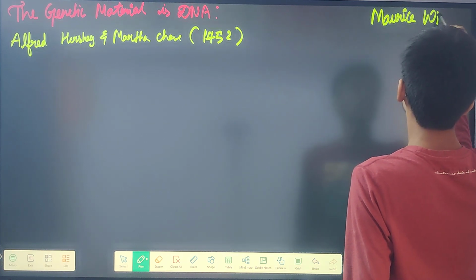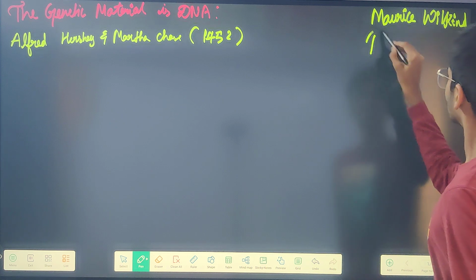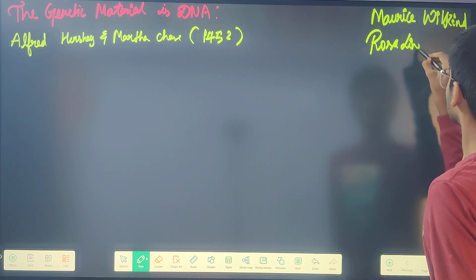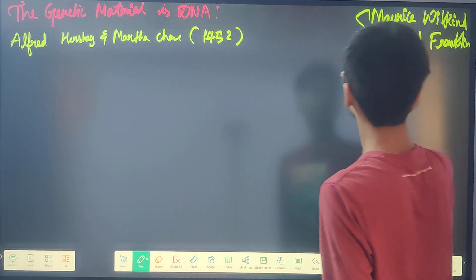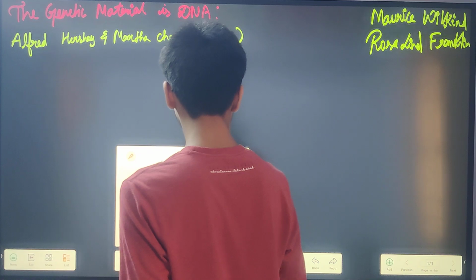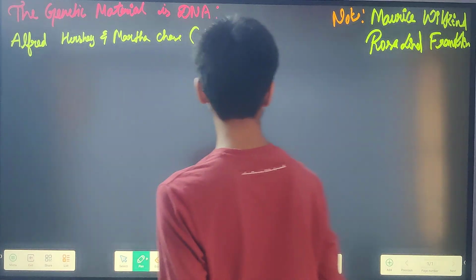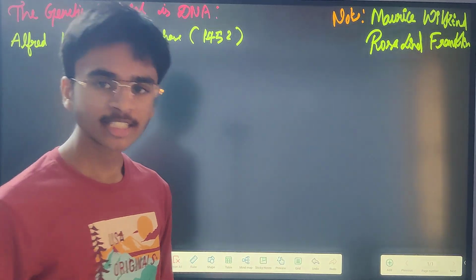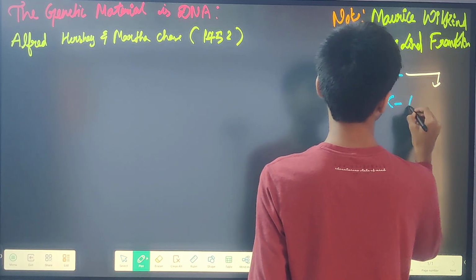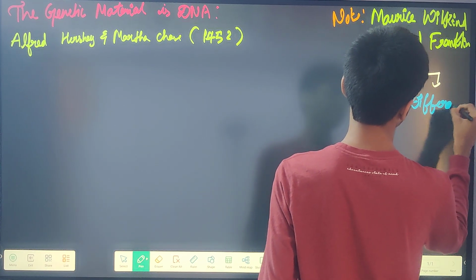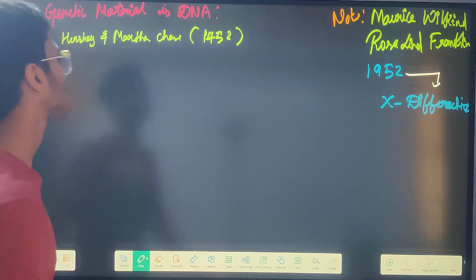Maurice Wilkins, Rosalind Franklin. These names are really such a headache. So Maurice Wilkins and Rosalind Franklin, in the year 1952, found X-ray diffraction. Why two scientists? Isn't one scientist enough for finding something?